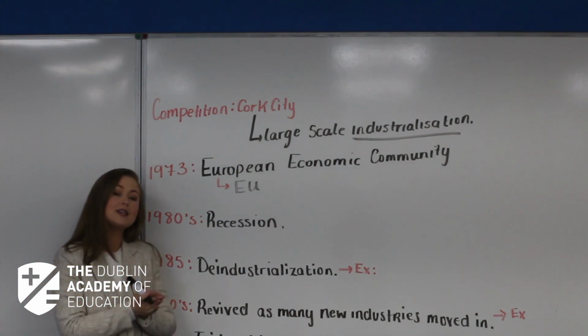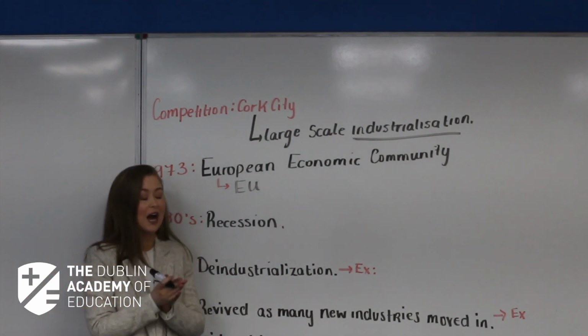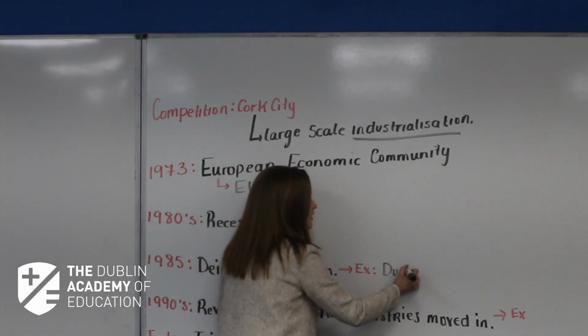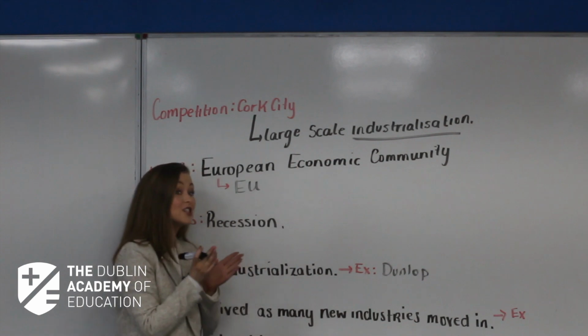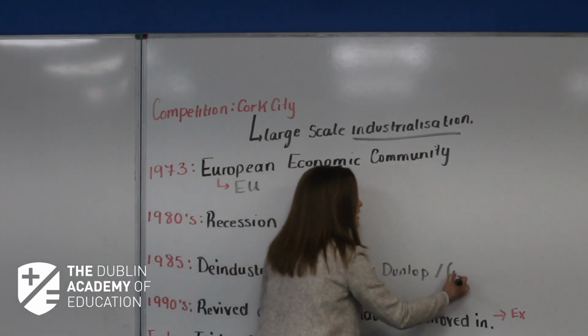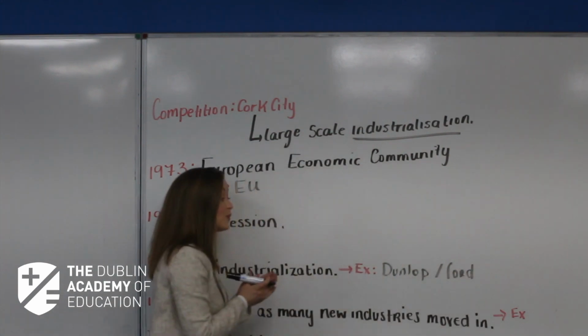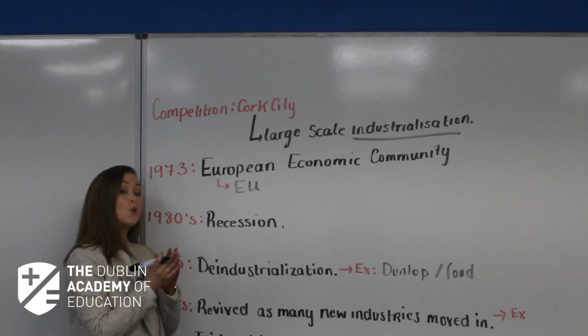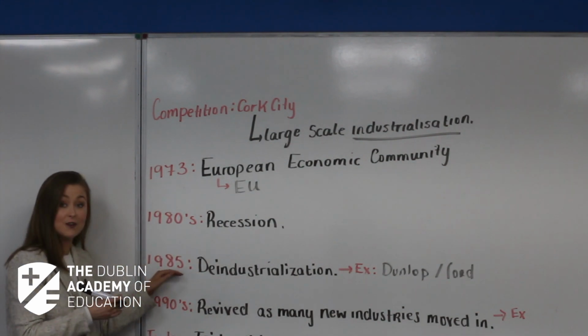Examples in Cork of industries which closed down would be, for example, Dunlop. Dunlop is a tyre manufacturing industry. Ford is another one. Ford is your car company, they manufacture cars. So there are two examples of industries which closed down in 1985.